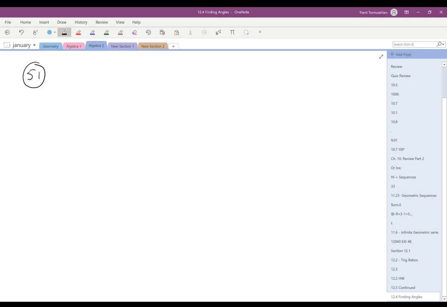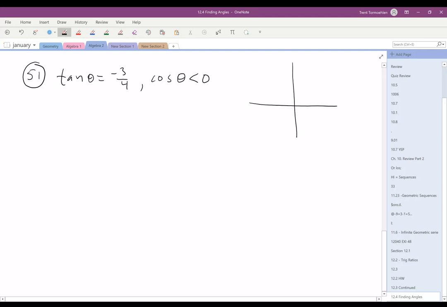Okay, so I'm going to do 51 from section 12.3. It tells us that the tangent of theta equals -3/4, and you're given that the cosine of theta is less than 0. Again, it's important to always be thinking back to the chart we made before, which is when are these different functions positive and negative?